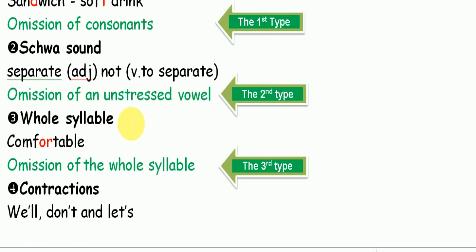The third type, the whole syllable is omitted. For example, comfortable, comfortable. Here we removed the whole syllable. So the third type of elision is the omission of the whole syllable.